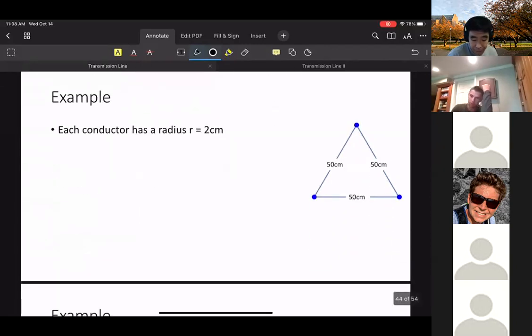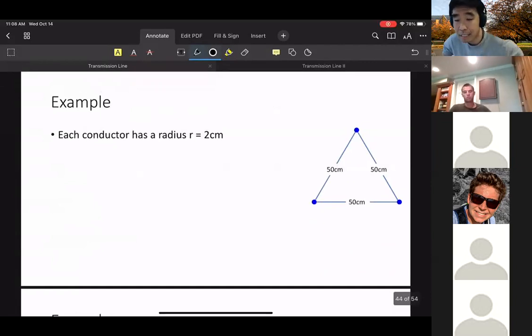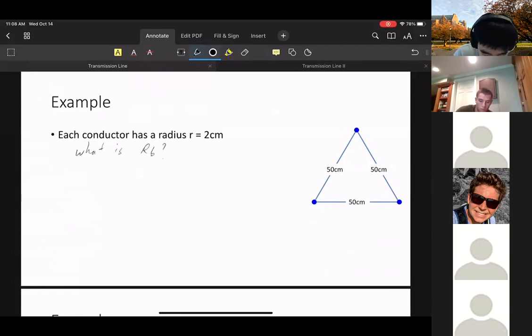Let's see some numbers with this. Let's say we have three conductors, each with a radius of 2 centimeters, all separated by 50 centimeters. Then what is RB? Putting some numbers to this, first we need to compute R prime. This is R times e to the minus 1/4. We always have to do this; this constant always shows up in all these calculations. So this is 2 times e to the minus 1/4, which is 1.56 centimeters.